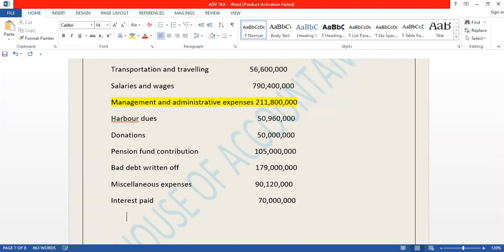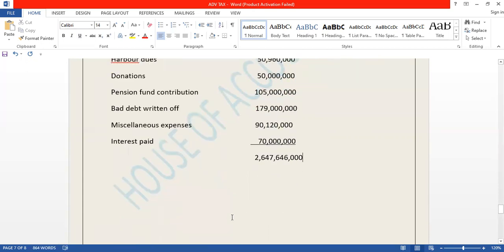Okay, so what do we get? I hope we get the same thing anyway. I'm getting 264,7646. Do we get the same thing? 264,7646,000. This is what I'm getting here. So now look at this. This figure is before education tax.